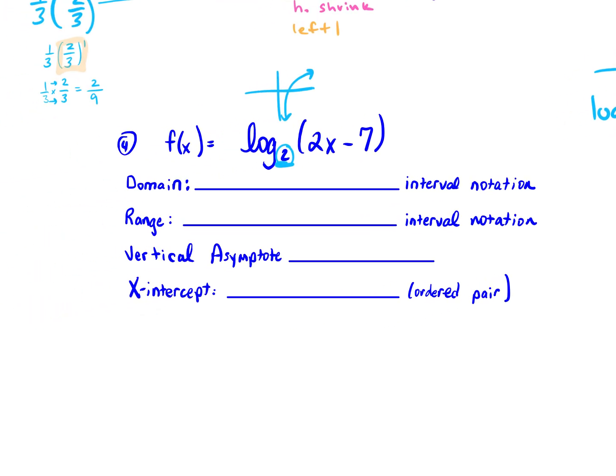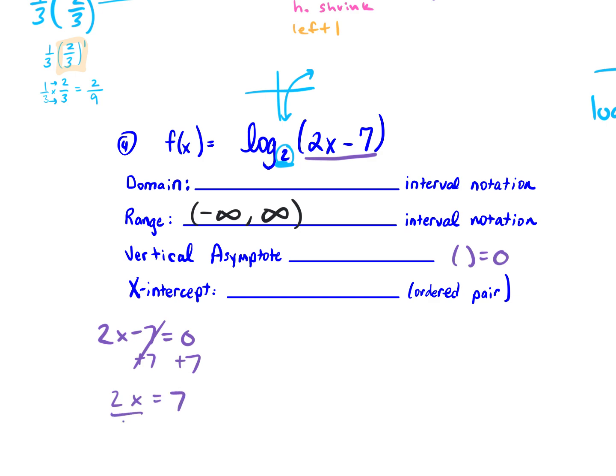Now let's find, what's the easy one for a log graph? The range. Range is going to be from -infinity to +infinity always. Next, let's find our vertical asymptote. What do we do to find the vertical asymptote? Set what's in the parentheses equal to 0. So we have 2x minus 7 equals 0. So add 7, divide by 2. X equals 7 over 2.